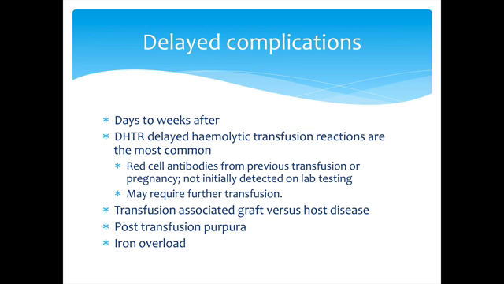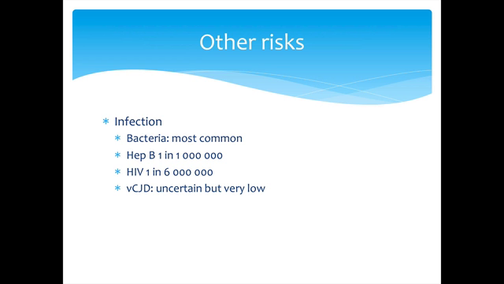Another delayed complication is transfusion-associated graft versus host disease. You can also get post-transfusion purpura as well as iron overload. Infection is another risk. Bacteria is the most common, and I hear that platelets are more at risk of this because they're not stored in a fridge. So the risk for hepatitis B tends to be about 1 in a million, and for HIV 1 in 6 million. The risk for variant CJD is uncertain, but it's very low.